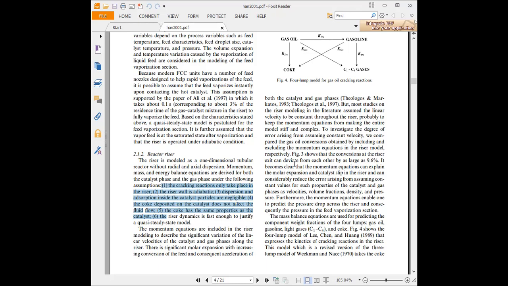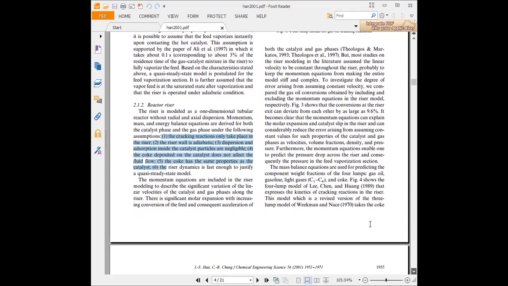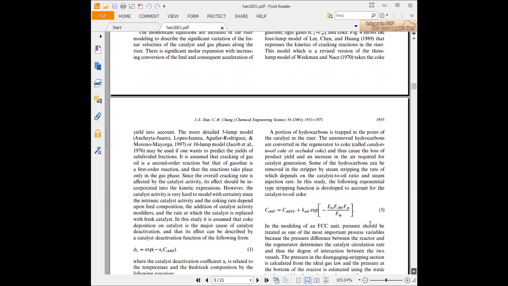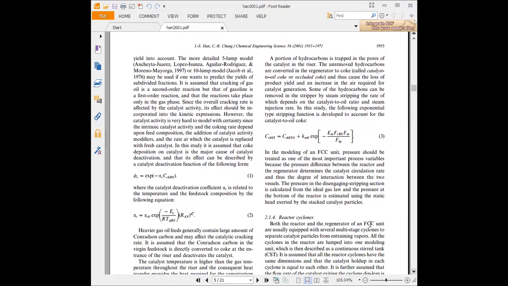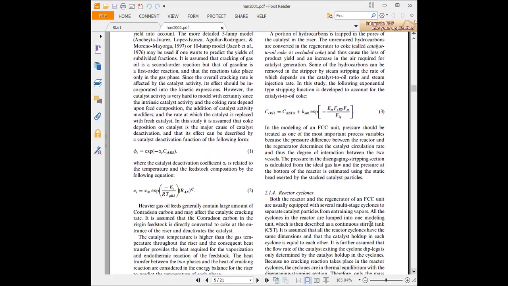Okay, you have to deal with the properties of the catalyst or gas phase, such as velocities, volume fraction, density, pressure. Okay, and for that you may deal with the momentum equation, right? So see, now it started. The actual working has started now.